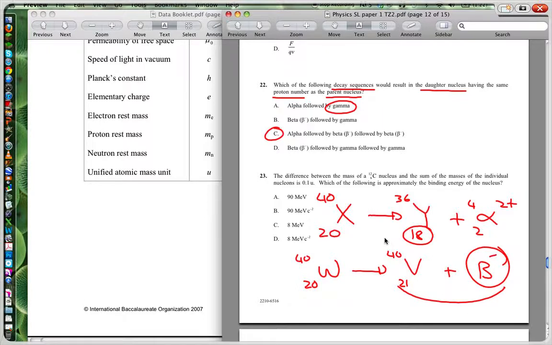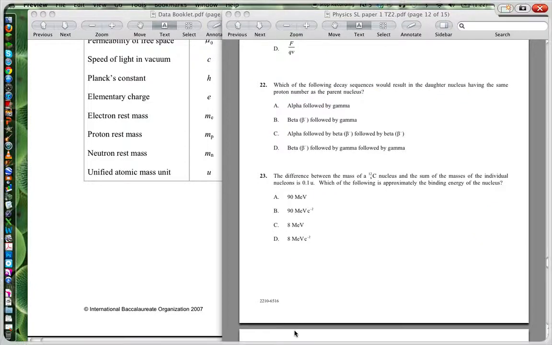Okay, so that's 22. Going on to 23, the difference between the mass of a carbon-12 nucleus and the sum of the masses of its individual nucleons is 0.1 U. Which of the following is approximately the binding energy of the nucleus? Well, we're looking at the binding energy of the total nucleus, not of the individual nucleons. So overall, we've got 0.1 U, which is the binding energy.